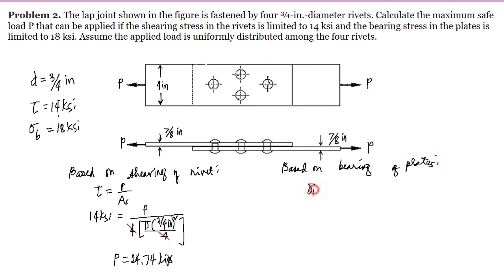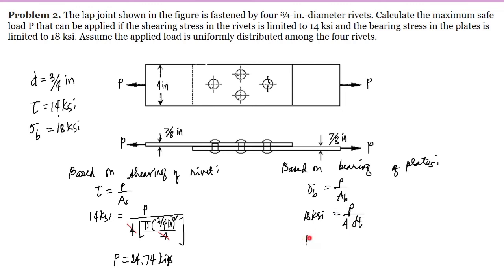So we have here the bearing stress is equal to the force over the bearing area. The bearing stress is limited to 18 ksi. That is equal to the force P over the bearing area, since the bearing area is the diameter multiplied by the thickness, as I have said earlier, that it is just equal to the projection of the rivet to the plates. And since we have here 4 connectors, therefore we are going to multiply the bearing area by 4.